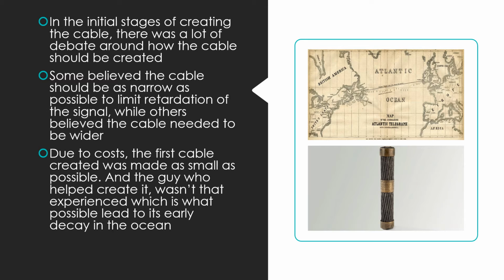In the initial stages of creating this cable, there was a lot of debate surrounding how the cable should be created and how it would hold up against the elements. Some believed the submarine cable should be as narrow as possible to limit retardation of the signal, since a wider cable meant more electricity would be needed to charge it. The other side argued that the amount of retardation was inversely proportional to the square of the cable's length, and favored using a large diameter core made with the purest copper available to reduce the resistance. The latter didn't happen though, due to cost.